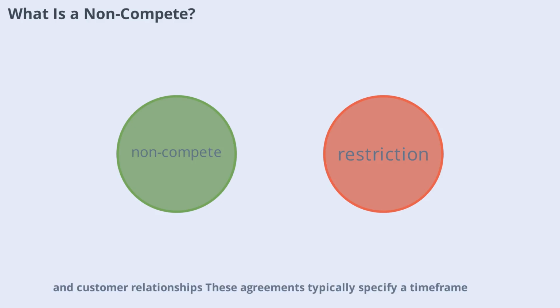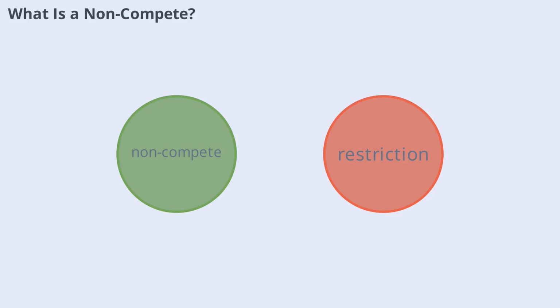These agreements typically specify a timeframe, geographic area, and types of businesses covered. Understanding these details is crucial as they can significantly impact your future job opportunities. Let's look at how non-competes are structured and what you should watch for in the fine print.